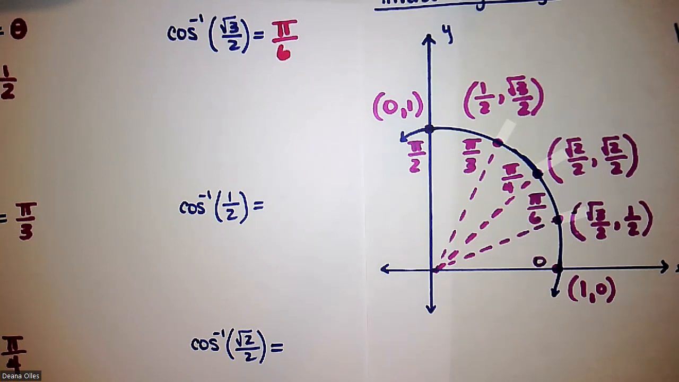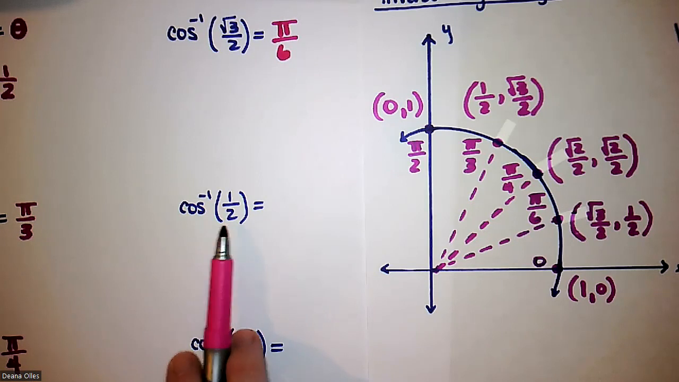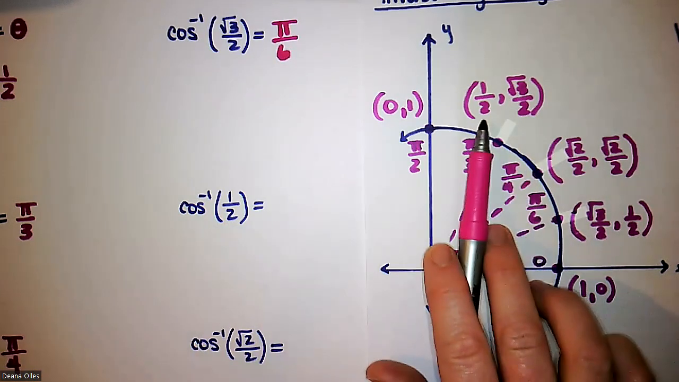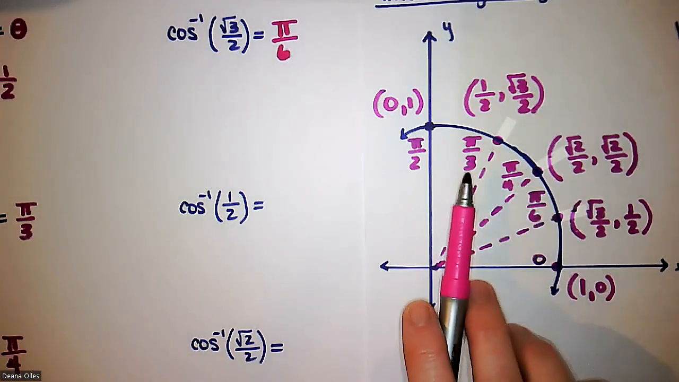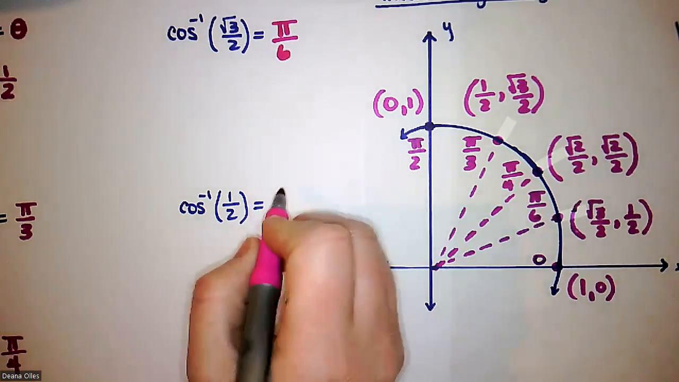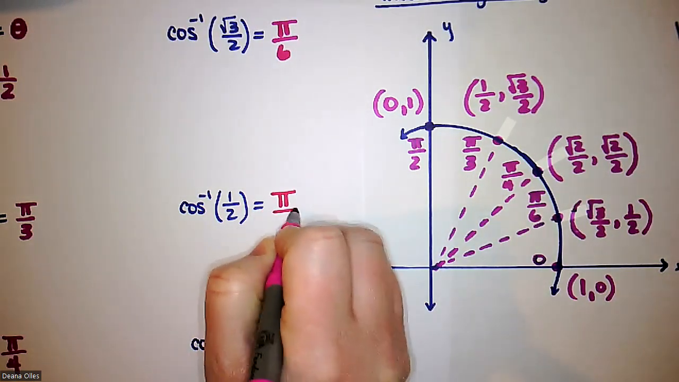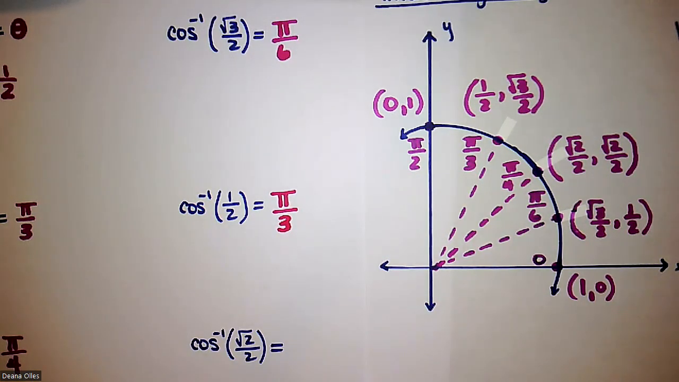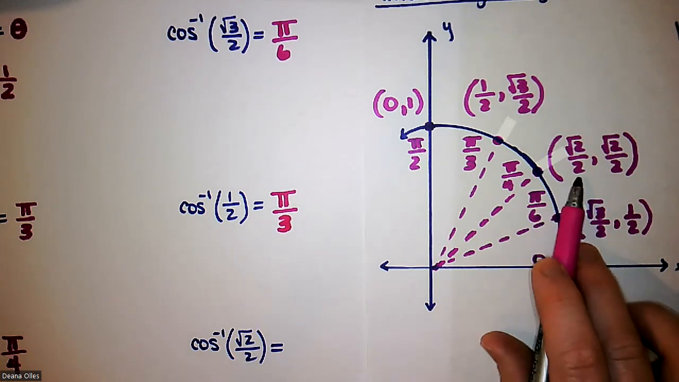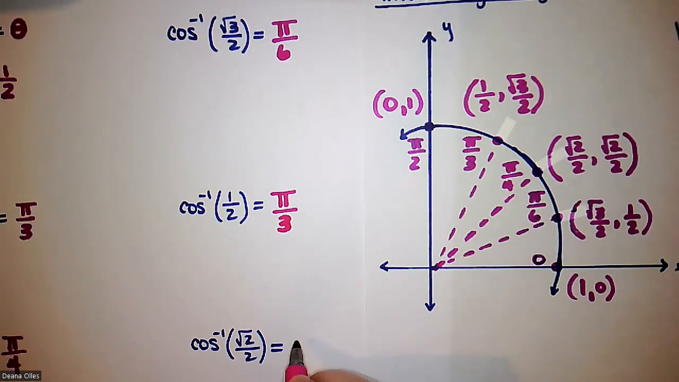All right, now I'm looking for the inverse cosine of a half. So now I'm looking for the x value to be 1/2. Okay, and I see that right here. And that occurs at the angle pi over 3. Again, that's because the cosine of pi over 3 is 1/2. And then lastly, I'm looking for the cosine to be equal to radical 2 over 2. So the inverse cosine of radical 2 over 2, here it is, x is radical 2 over 2. That's at the angle pi over 4.